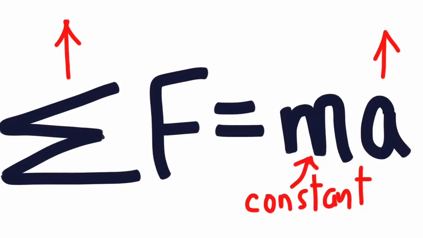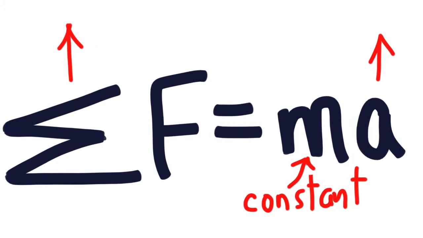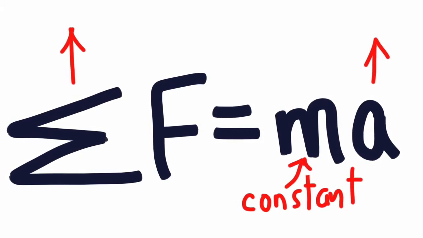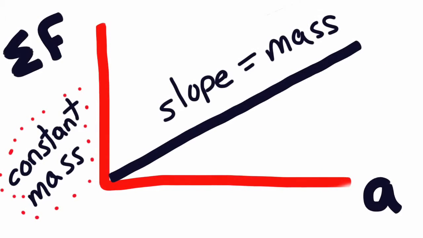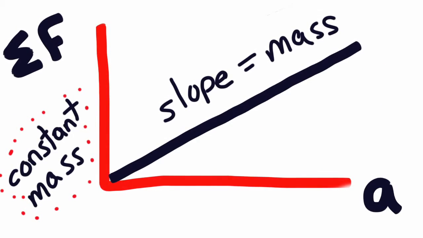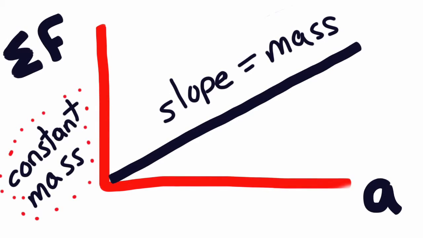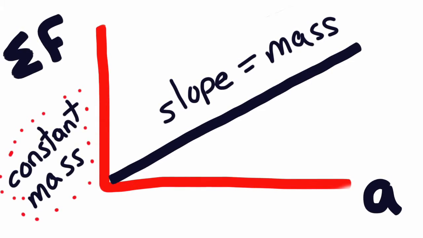Now hold the mass constant. Use just one object. Increase the net force, the acceleration will also increase. Decrease the net force, the acceleration will also decrease. Here's the graph. It's linear, and the slope is equal to the mass.